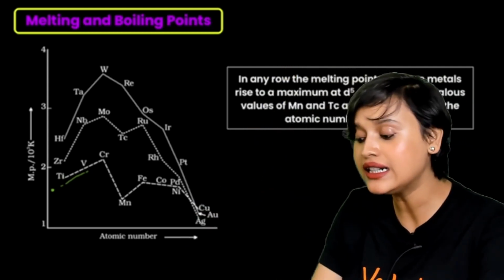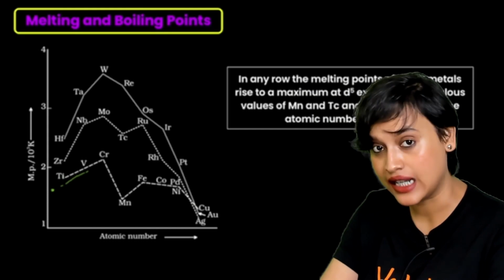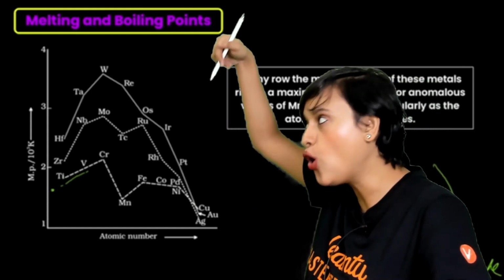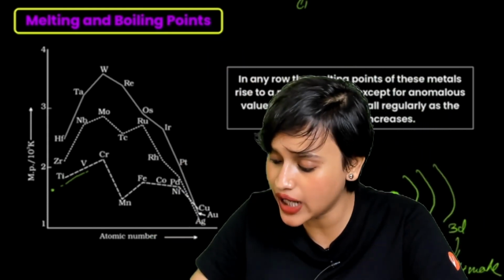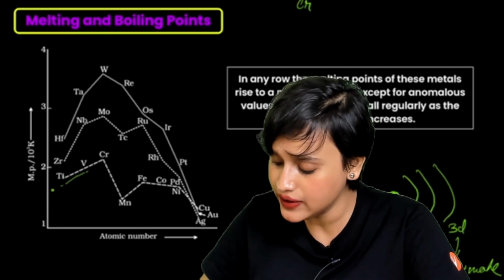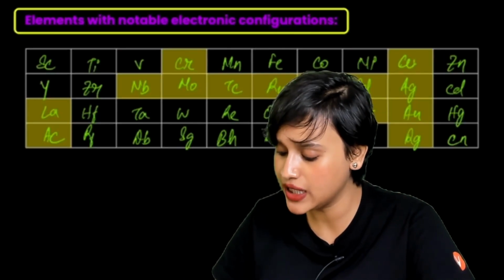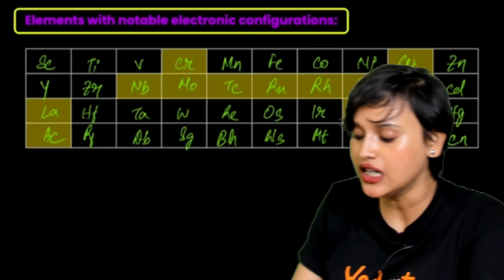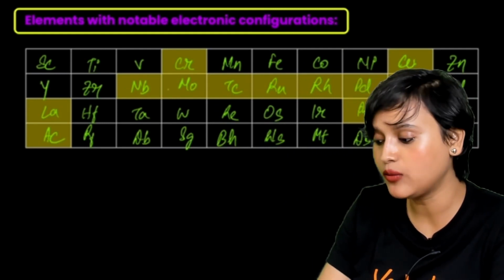Now, there is another trend that you will get to see in this curve. Do you see that as you go down? You write chromium. Then what do you have just beyond chromium? Take a look at this page. After chromium, you have molybdenum. After molybdenum, you have tungsten.